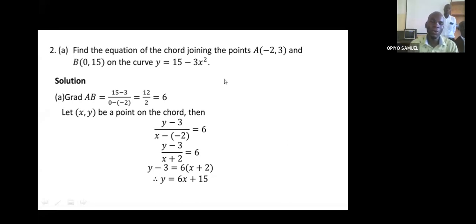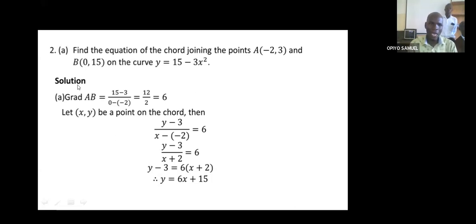So in question number 2, we want to find the equation of a chord joining 2 points on a curve. And I want to say a chord is a line joining 2 points on a curve, in whichever curve, can even be special curves like circle, hyperbola, parabola, and so on. So this is a straight line, and to get the equation of a straight line, we need the gradient, and we need a known point on the line.